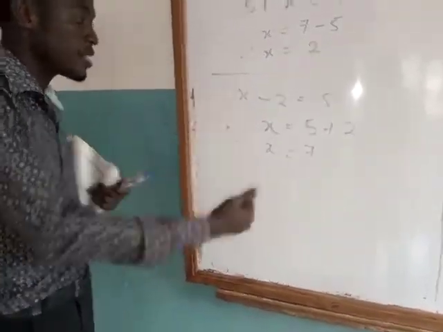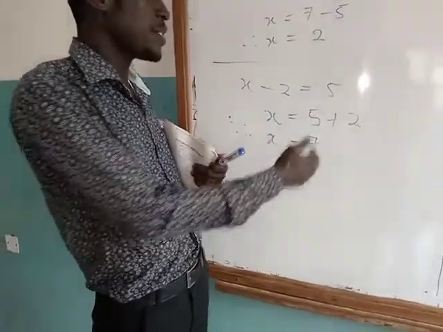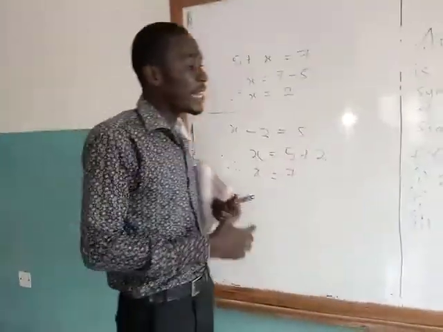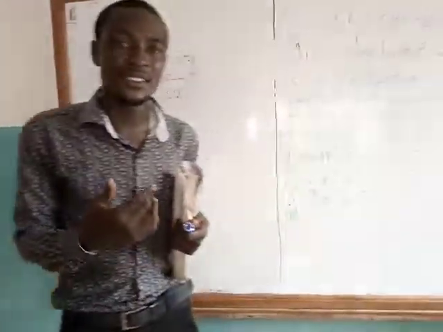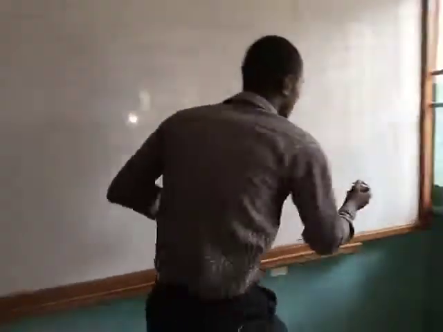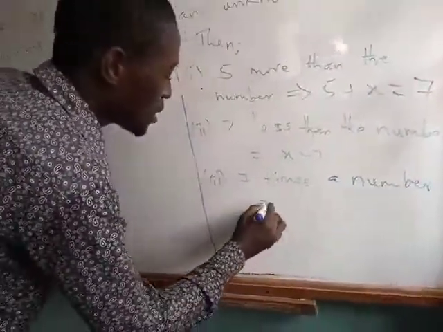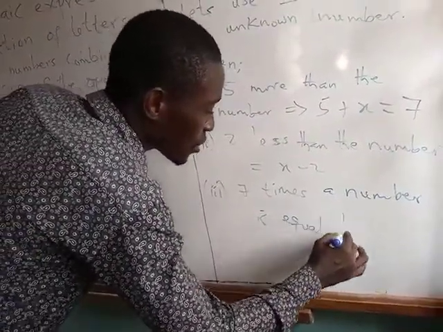Meaning 2 less than 7 is equal to 5. Good. And now we have 7 times a number. I can say 7 times a number is equal to 35.